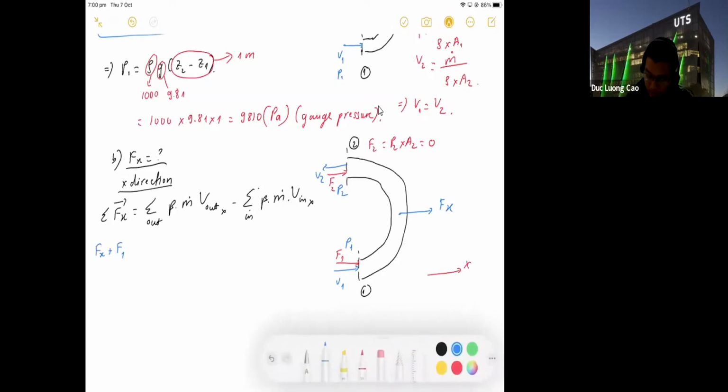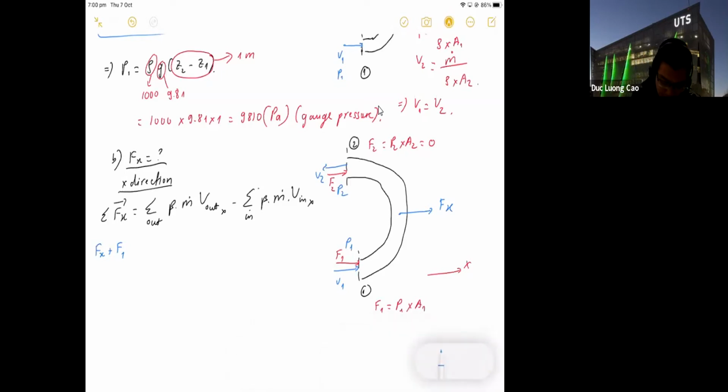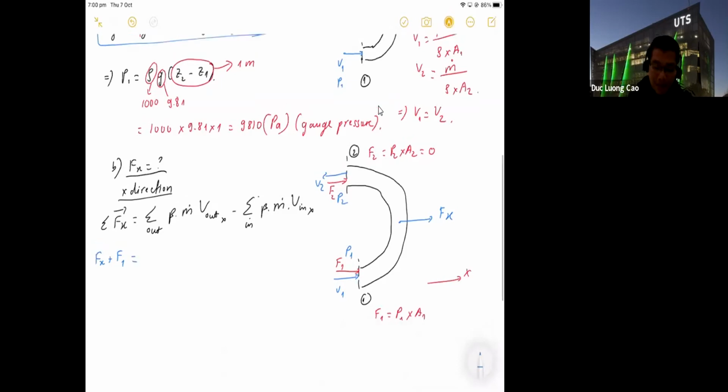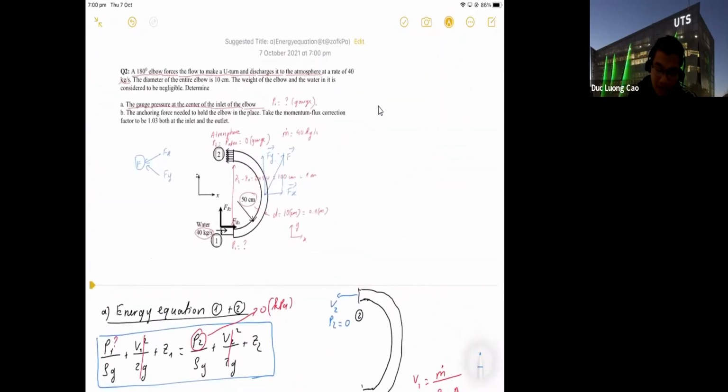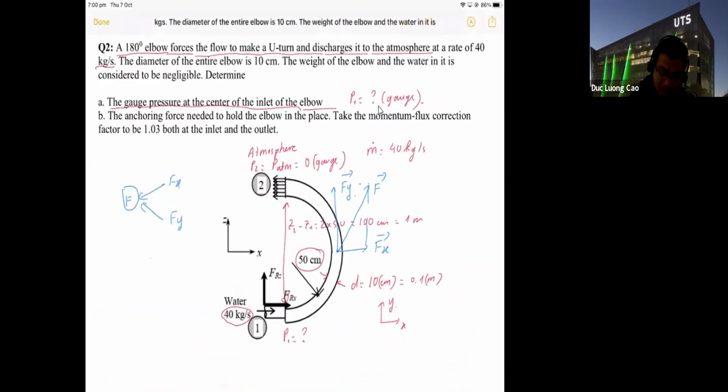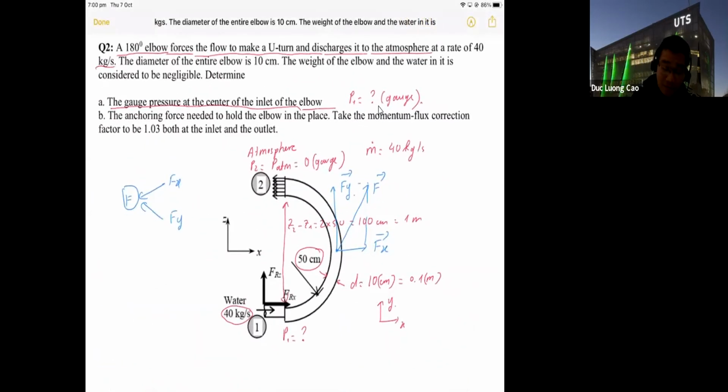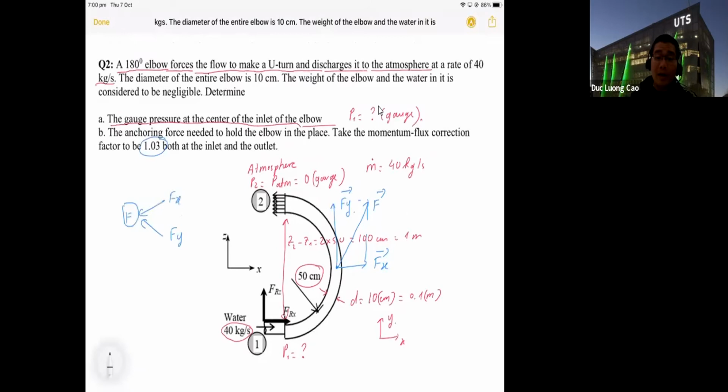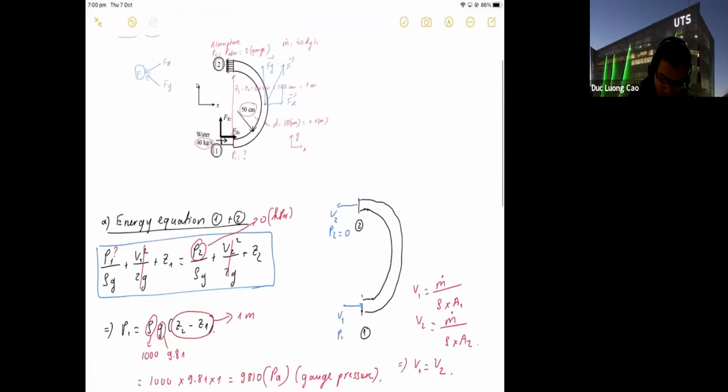With F1 equal to pressure P1 times area A1, the pressure force, equal to the right hand side, beta. Oh, maybe because you use beta is 1. Okay, so the results have a difference here. The beta in this question is 1.03. Maybe you use beta is 1. Oh yeah. So if the question mentions the momentum flux correction factor, you have to use this one. Okay. So this one is 1.03.